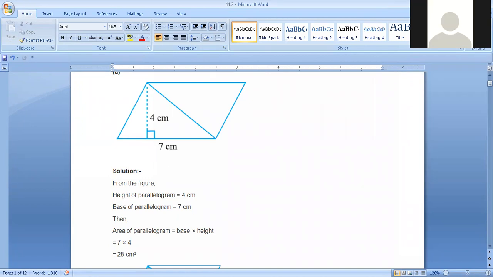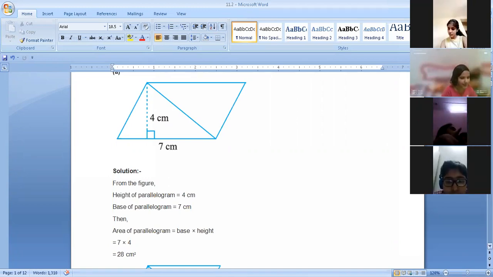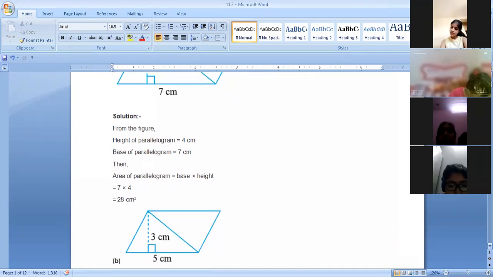Arav Sharma, Astha, Ruzaib, Akmal Khan, Naitik Arora, once you have entered the class, you have to keep your cameras on. Yes, Jessica, that's right. The area of the parallelogram is base into height, not length into breadth. So please correct your formula.